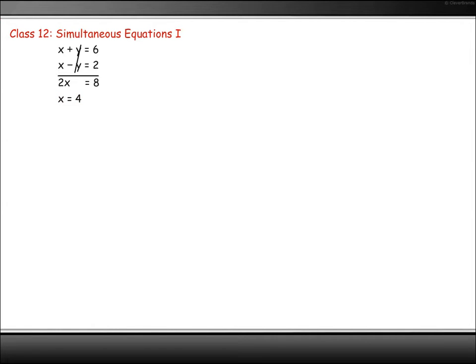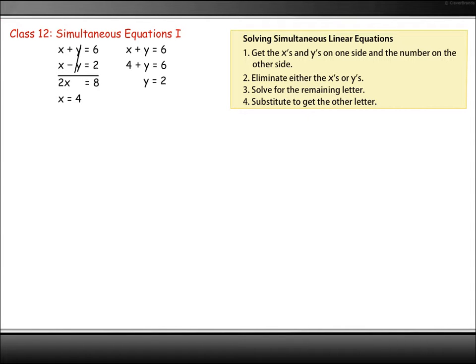To find the other solution, take your value of x and put it into any one of the equations, say the first one. Now solve for y to get a solution of y equals 2. Here are the 4 steps to solving simultaneous linear equations.